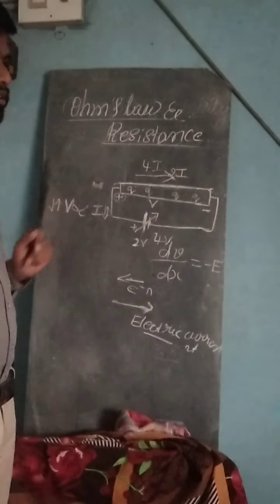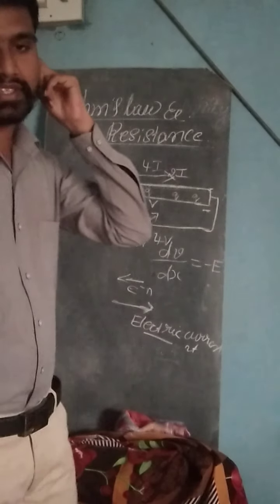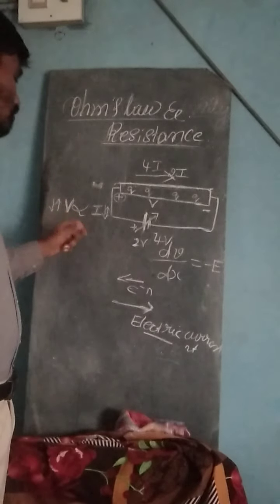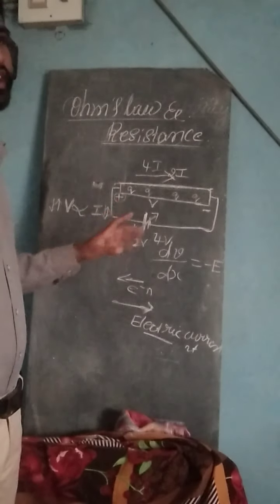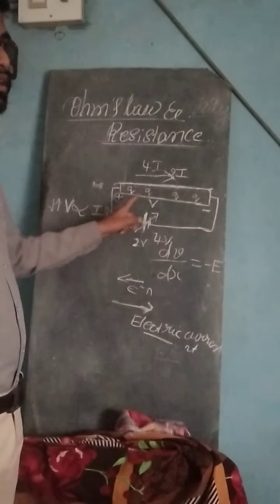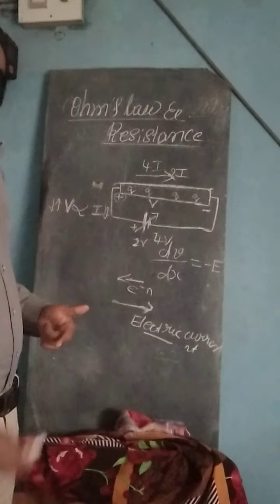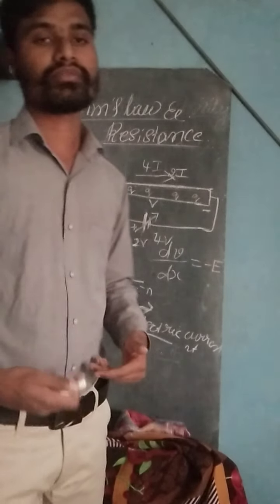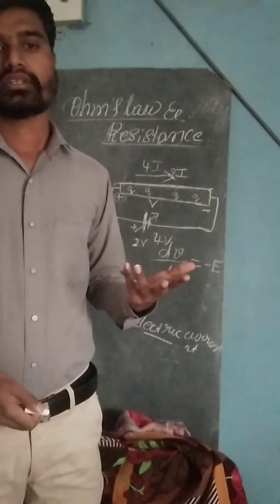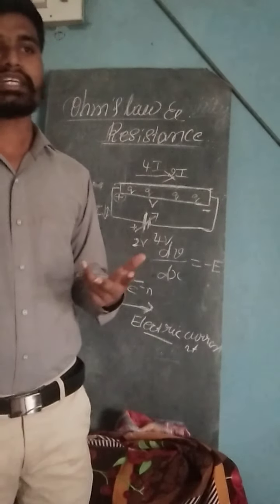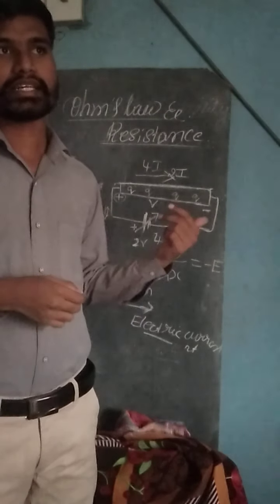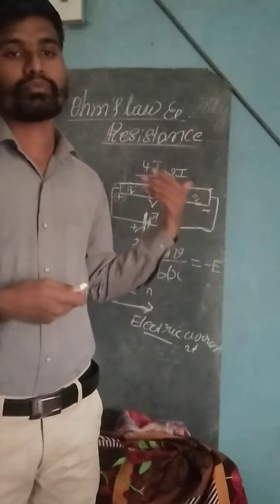Ohm's law states that, with other physical quantities like pressure and temperature constant, the potential difference across the ends of the conductor is directly proportional to the current flowing through it. What are those other physical quantities? Pressure and temperature. These should be constant, then the current will flow. If we increase the temperature of a conductor, the current will not flow properly from one end to the other.